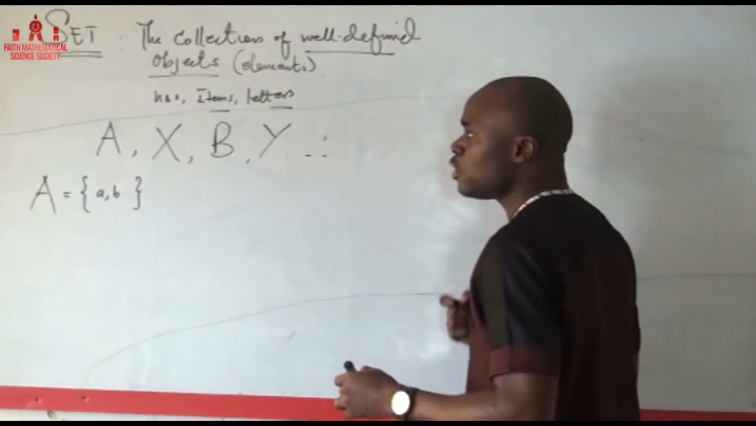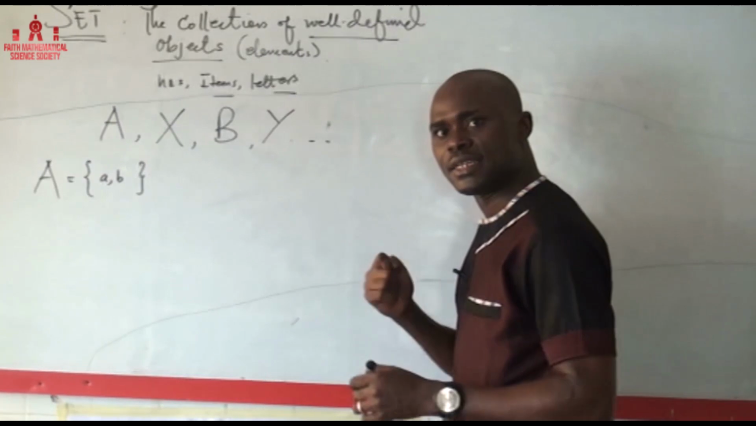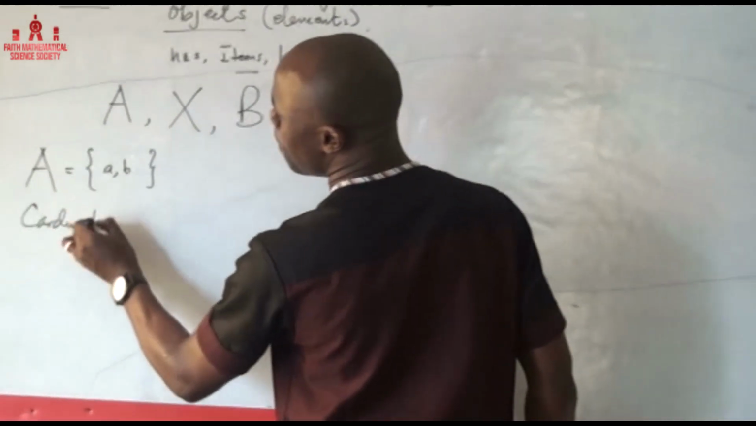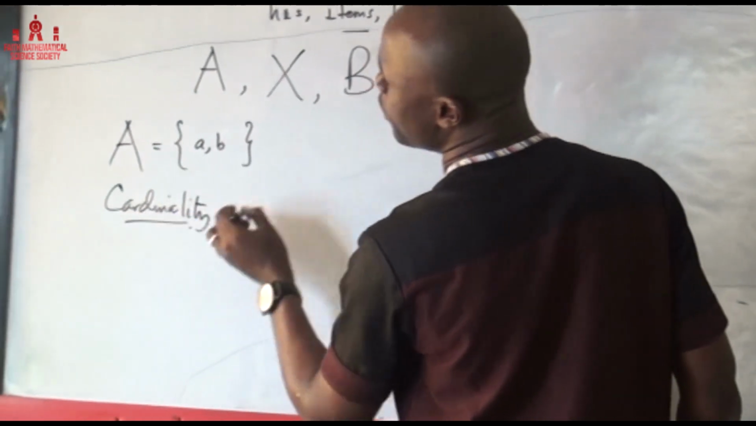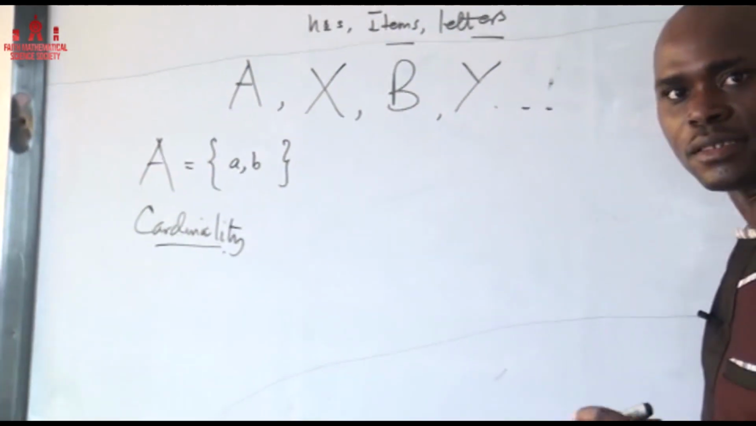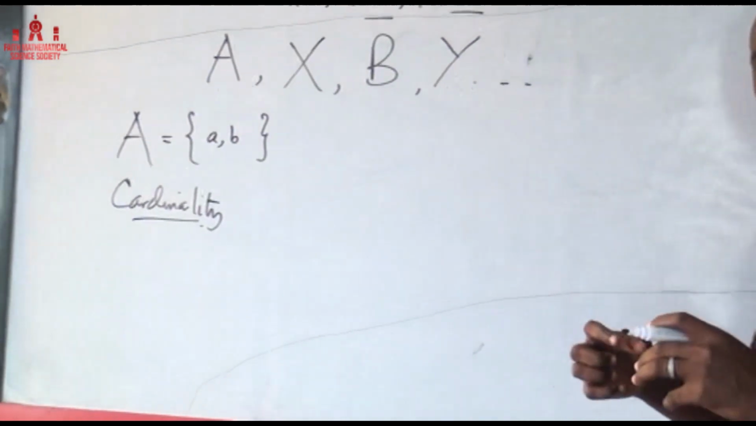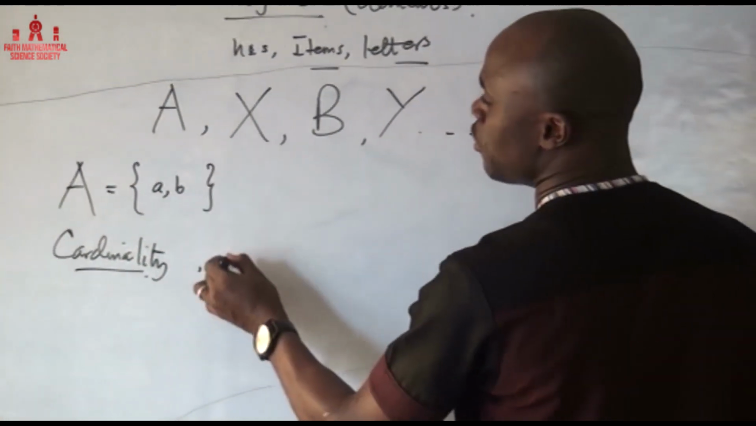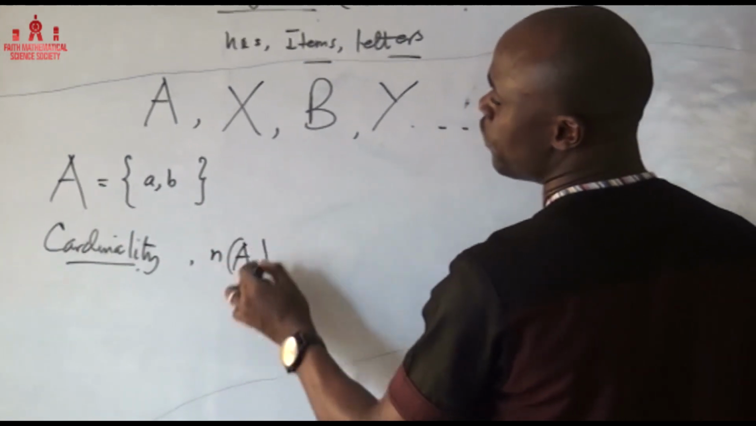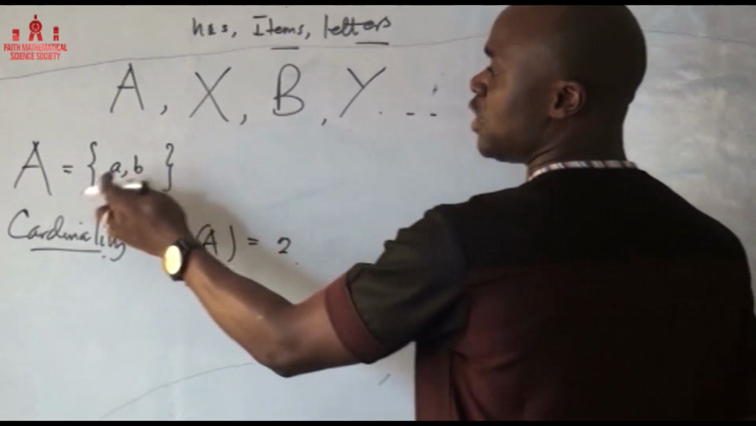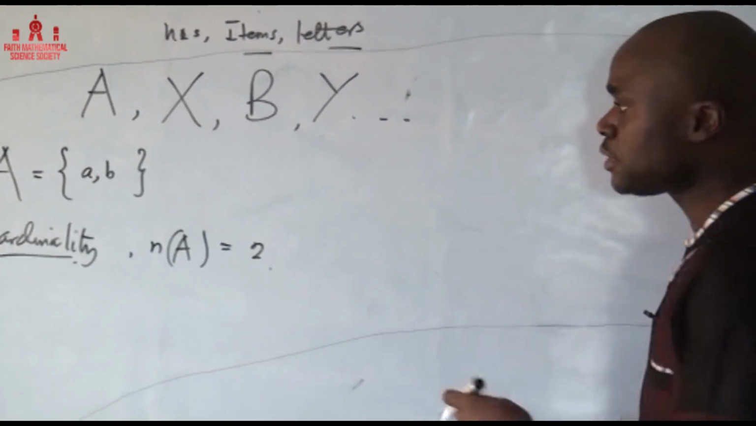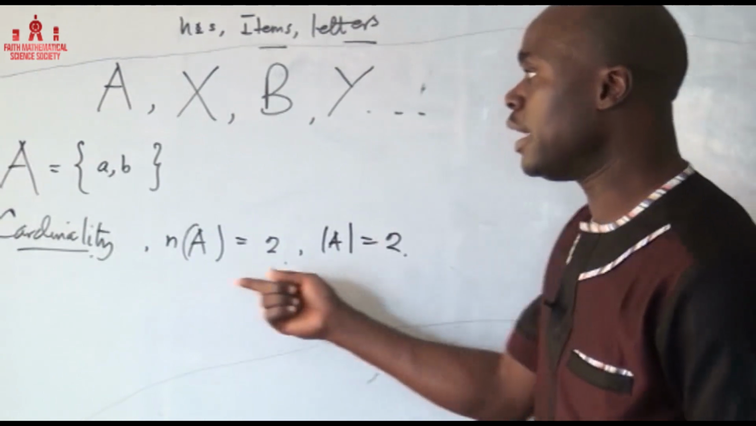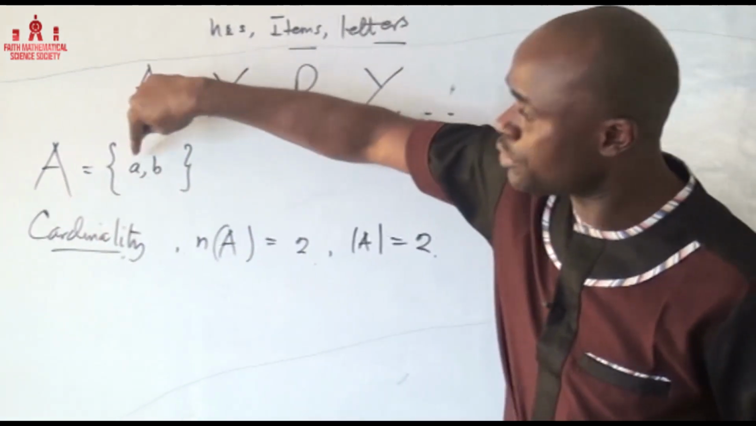In mathematics, we also have what we call the cardinality of a set. What do we mean by the cardinality? The cardinality simply talks about the number of elements that are in the set. So in this case, the cardinality of A is equal to 2, because there are just 2 elements in the set. Some textbooks write it differently, and there is no problem.